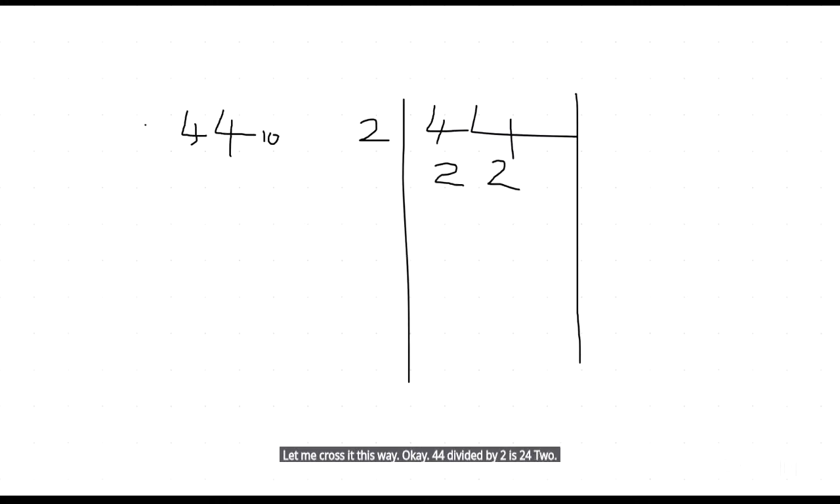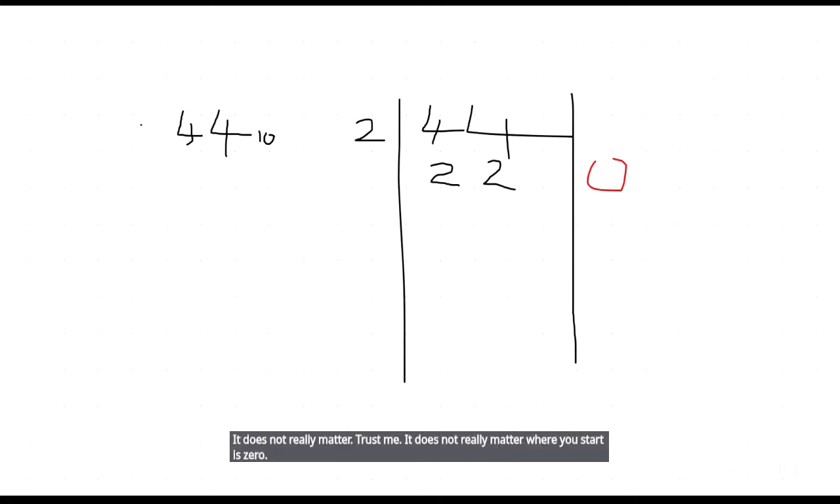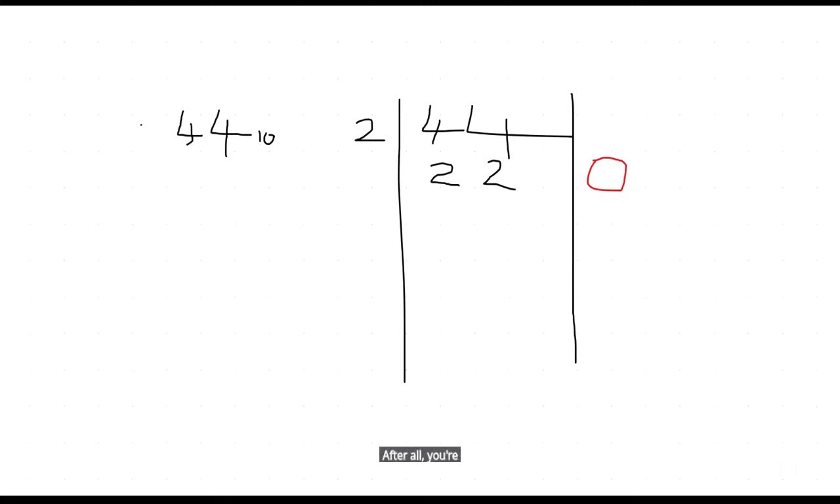Remainder 0. Remainder 0. Or you can start your 0 here. It doesn't really matter. Trust me, it does not really matter where you start your 0, up or down. After all, you're going to pick it from down.